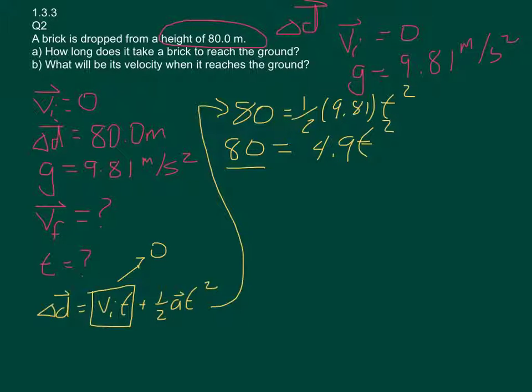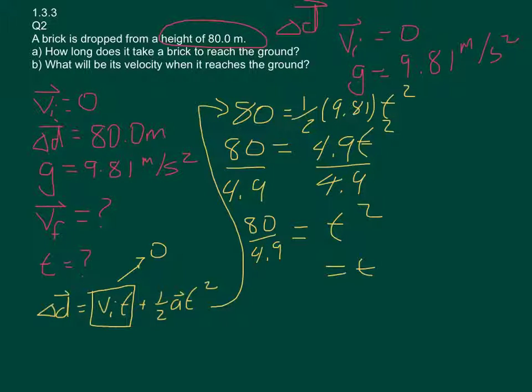Algebra time. Divide both sides by 4.9. Get rid of that. I'm left with T squared on the right and 80 divided by 4.9 on the left. Now, I just want one T, not T squared, so I have to take the square root to get that. I'm going to take the square root on that side and on this side. So I need the square root of 80 divided by 4.9.